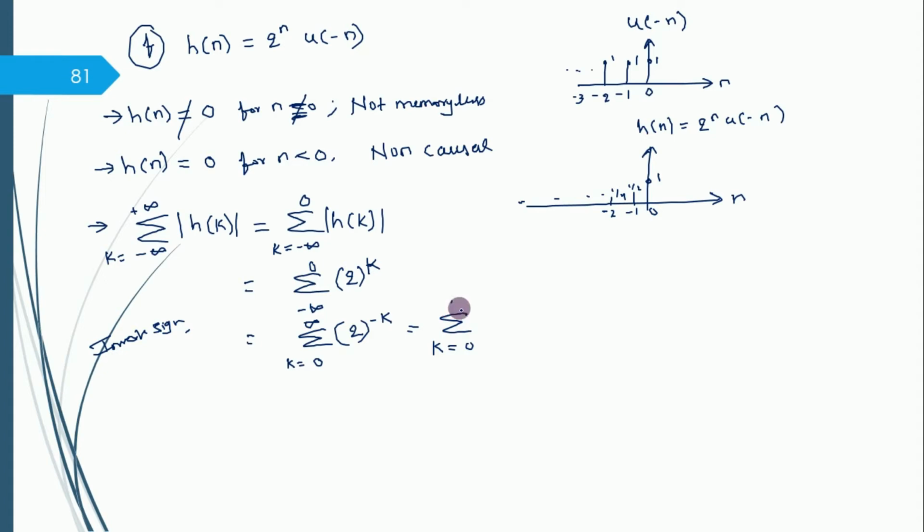Now it looks like summation from 0 till infinity of 1 by 2 raised to k. For this there is a formula: 1 minus 1 by 2 raised to the upper limit plus 1, which is infinity plus 1, meaning infinity itself, divided by 1 minus 1 by 2. So this will give you 1 minus 0, because 1 by 2 raised to infinity is 0, divided by 1 by 2. So this will give you 2, which is less than infinity. Hence the system is stable.